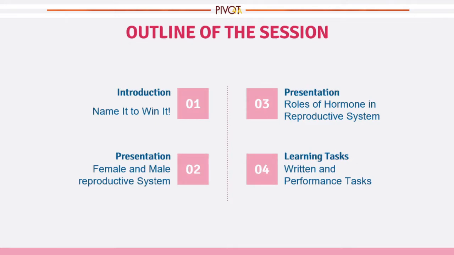The outline of the session for this day is: first, we have the introduction or Name It to Win It game. Then the second one is the presentation of the female and male reproductive system. And then the roles of hormones in the reproductive system. Then the last one is the discussion of the learning tasks, which are the written and performance tasks.